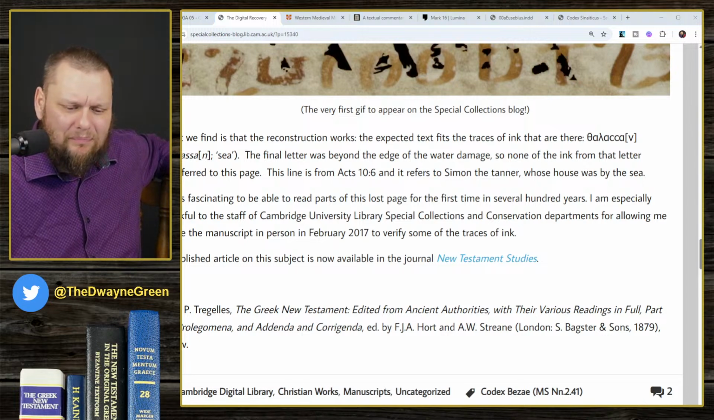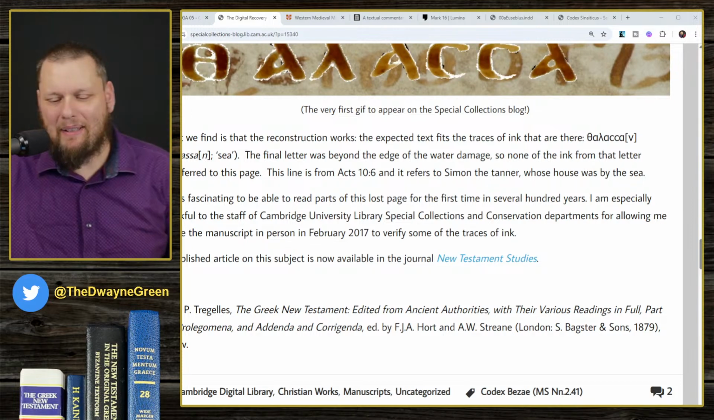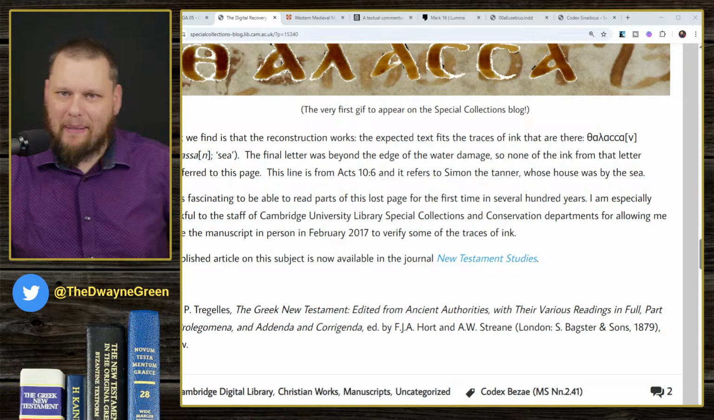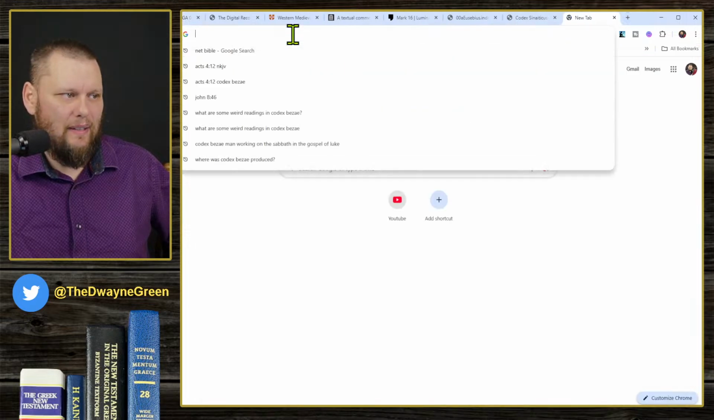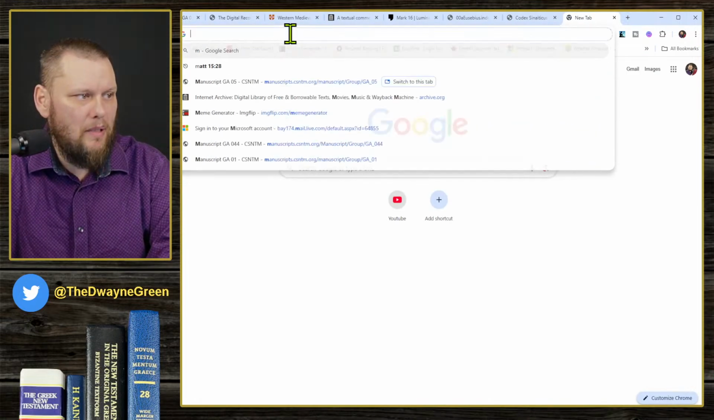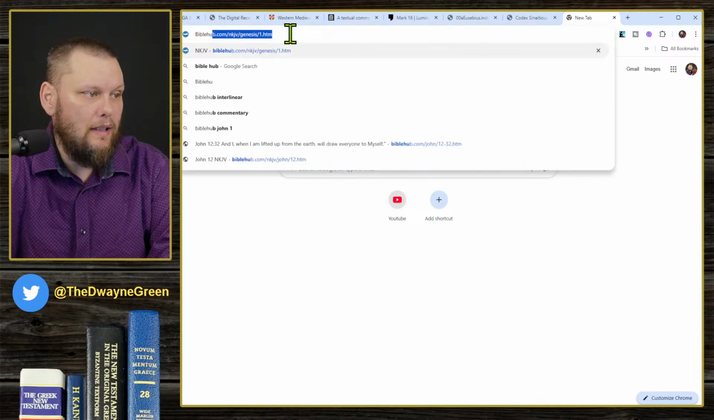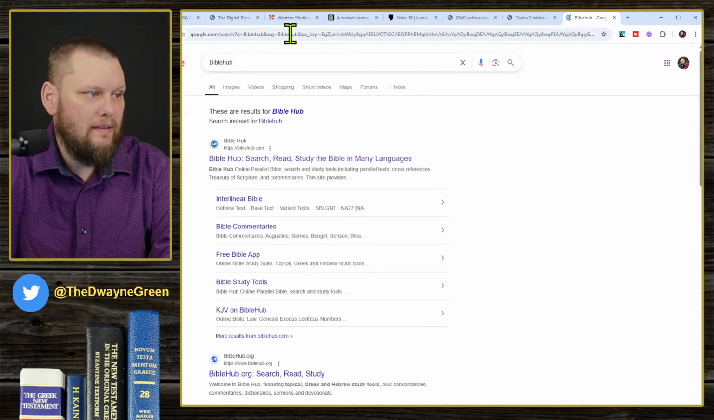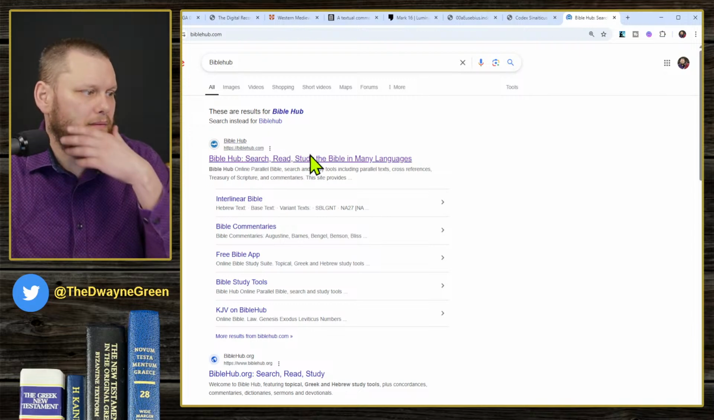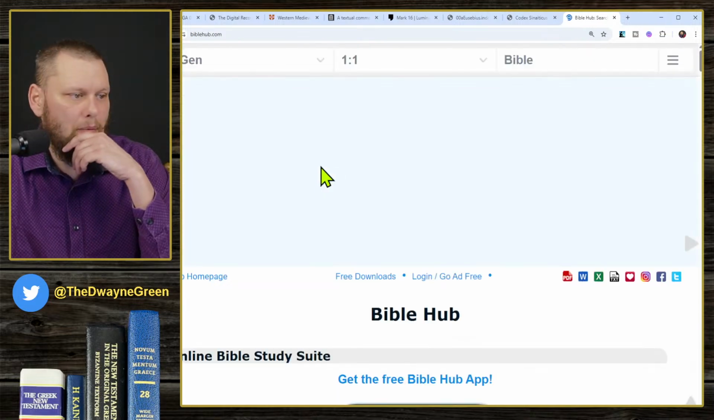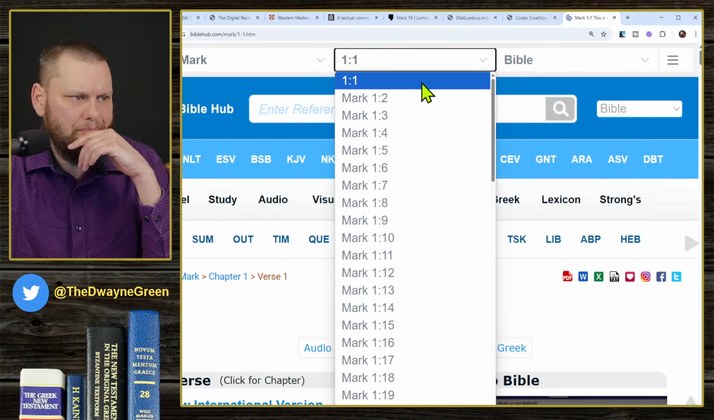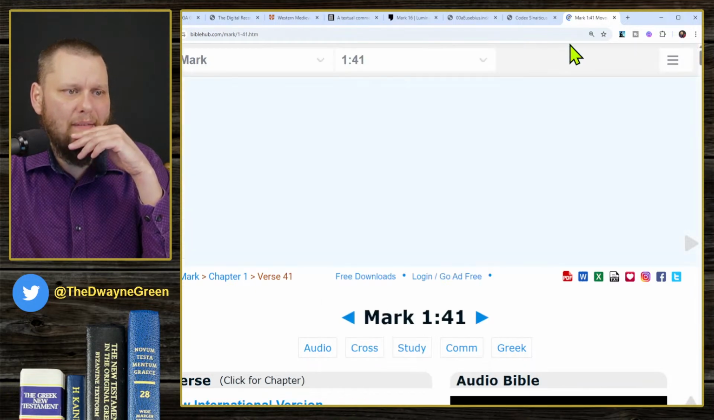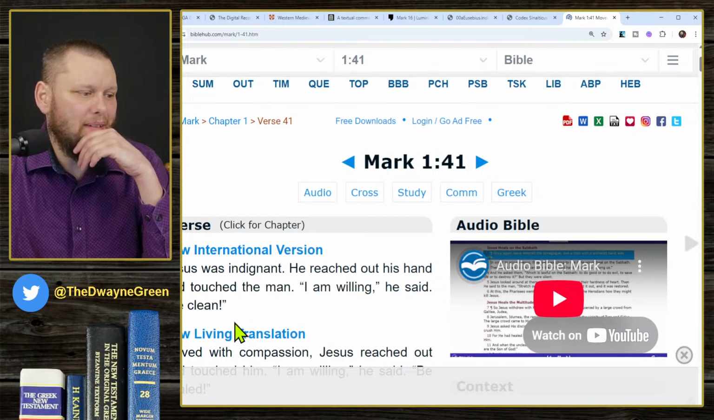So I just wanted to take a look at a couple of the weird readings that were in Codex Bezae. I didn't type these out, but I could go here, Bible Hub. Excuse me. And we'll go to Mark 1:41. This is like the most obvious. I don't know if they have the NIV here. They do, right there on the top.